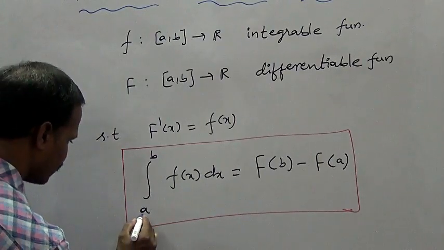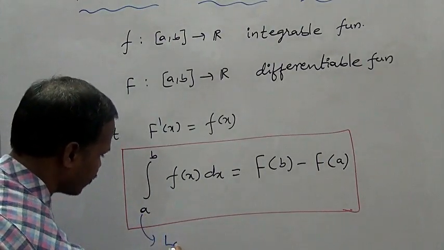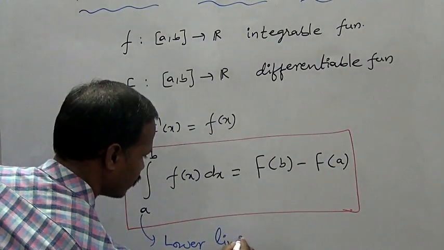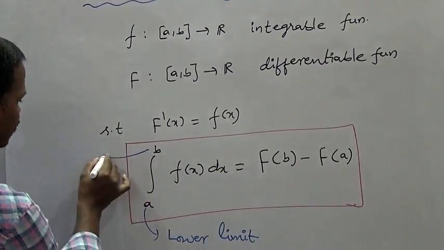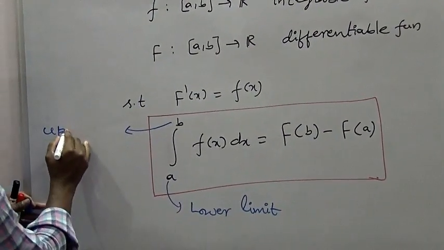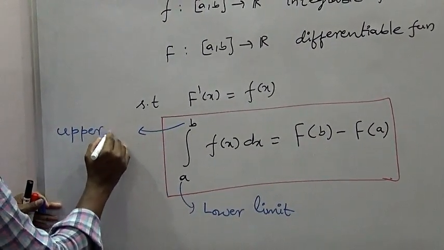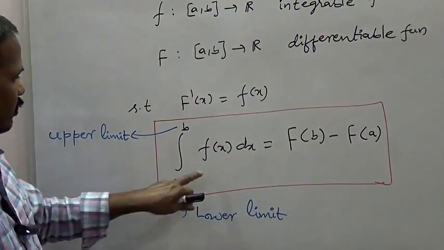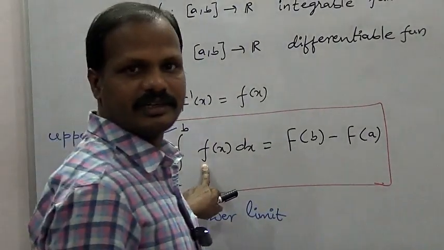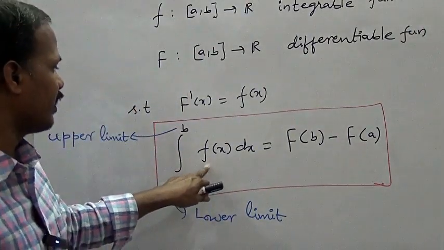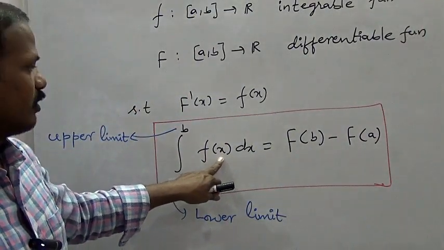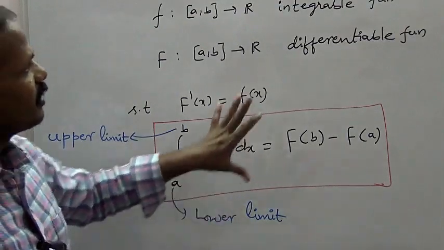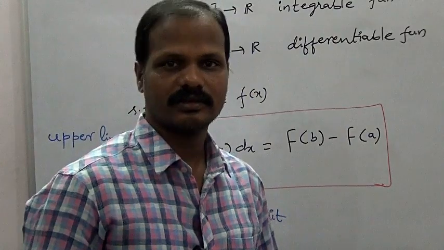Here this a is the lower limit, and this b is the upper limit. As usual, this f is the integrand and x is the variable. So this is the fundamental theorem of integral calculus. Clear?